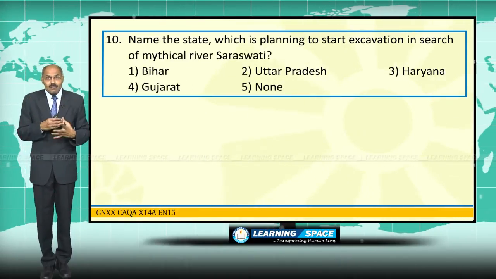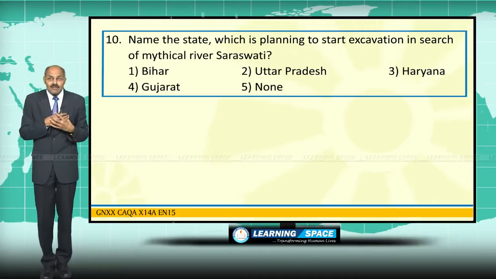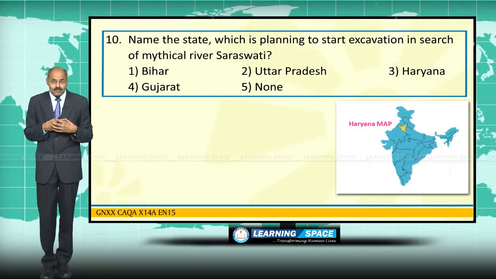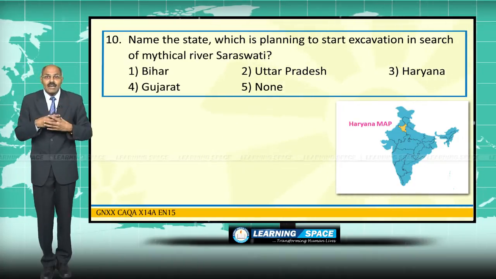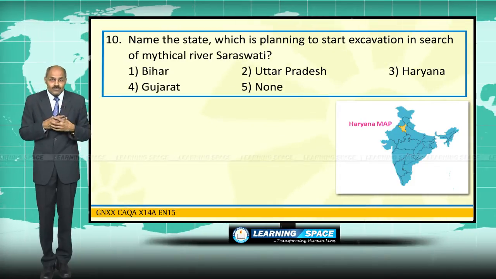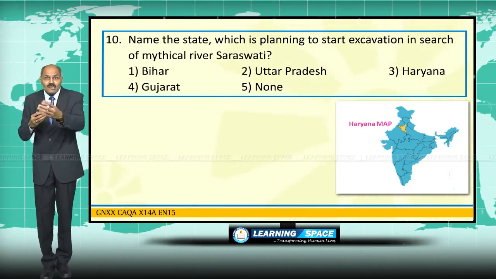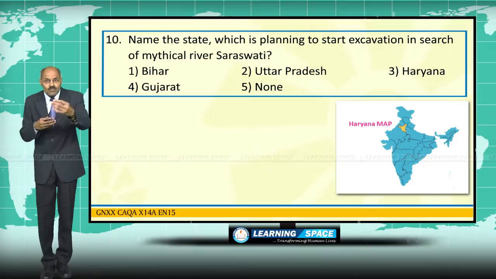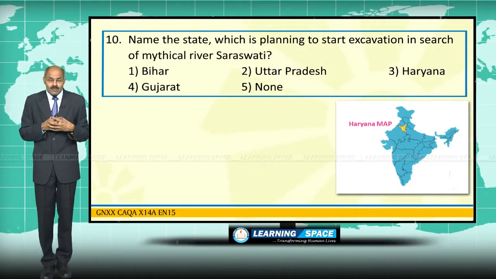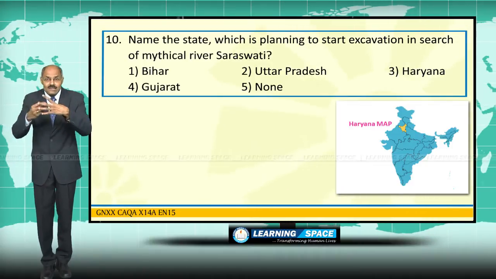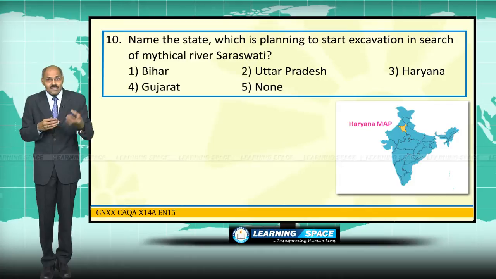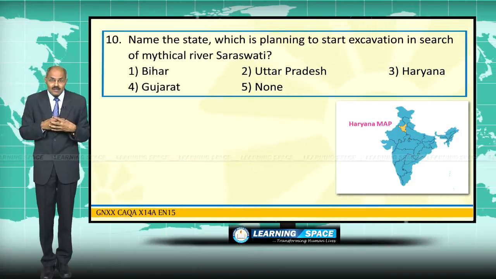Name the state which is planning to start excavation in search of the mythical river Saraswati. We all know about the Triveni Sangam. Triveni Sangam is the confluence of Ganga, Jamuna and Saraswati. Ganga and Jamuna rivers physically exist, and their confluence is Triveni Sangam near Allahabad. This third river is Saraswati.